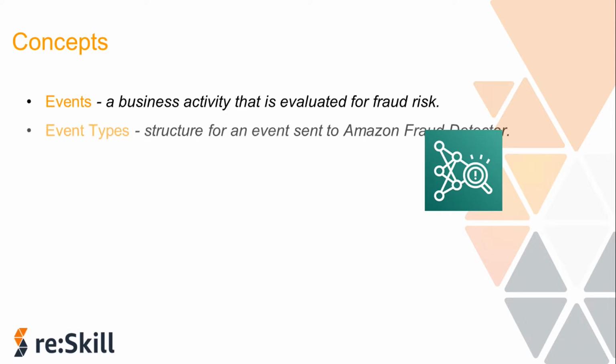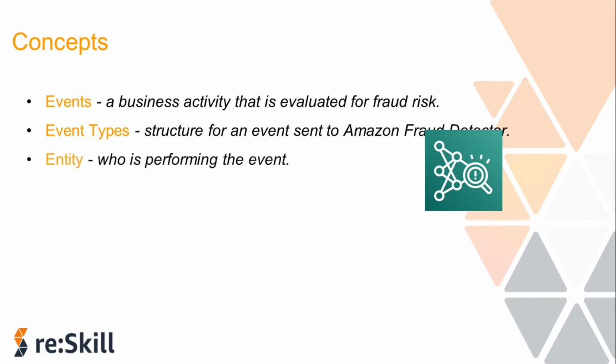And next is the event type. What's an event type? It defines the structure of an event that is to be sent to Amazon Fraud Detector, and this includes the variables that are sent as a part of the event, the entity performing the event such as a customer, and the labels that classify the event. Example event types include online payment transactions, account registrations and authentication.